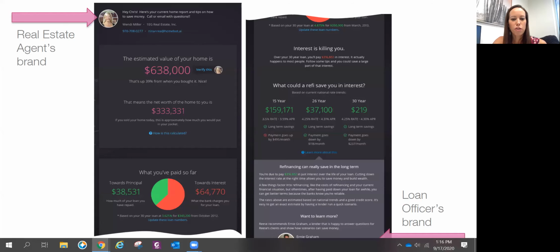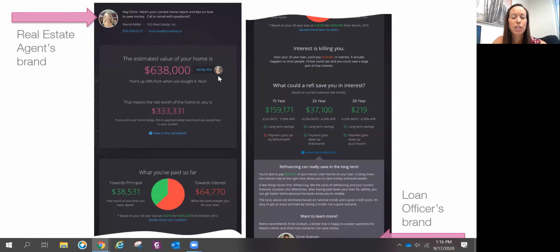Here's an example of a report. Again, I'm going to show you a real live one in a minute, but it's the very top. It has your branding at the very top of the report. The next thing on the report shows the consumer the estimated value of their home. It also says that it's up 39%, or whatever their actual number is, from when they bought it. There's a button that they can verify it.